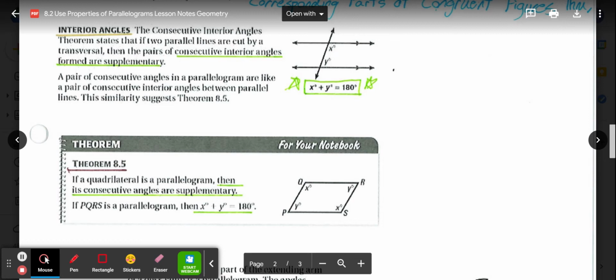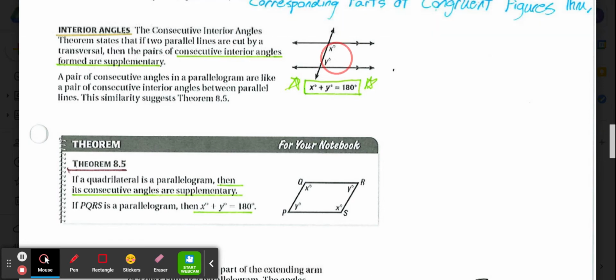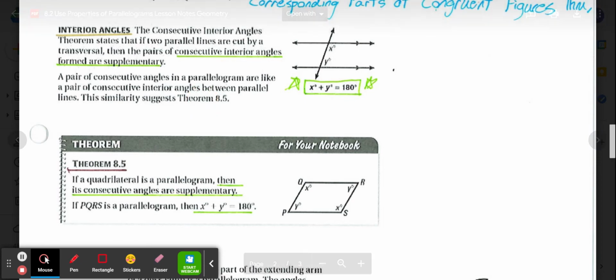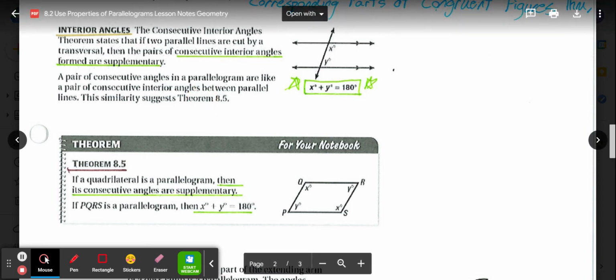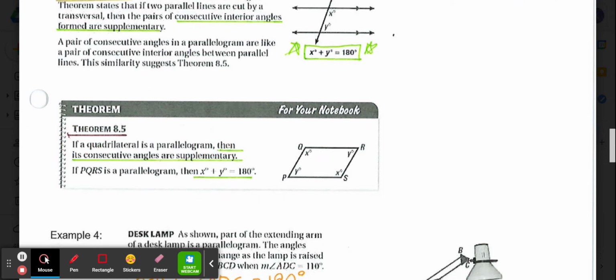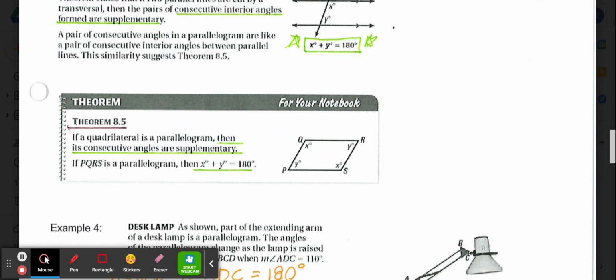So the consecutive interior angle theorem states parallel lines cut by a transversal, then the pair of consecutive interior angles are supplementary. So supplementary meaning add to equal 180 degrees. So angle X and Y here are supplementary. This allows us to come up with theorem 8.5 for a parallelogram, which states if a quadrilateral is a parallelogram, then its consecutive angles are supplementary.